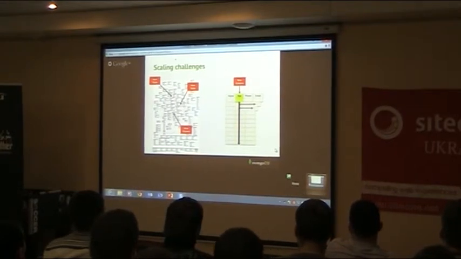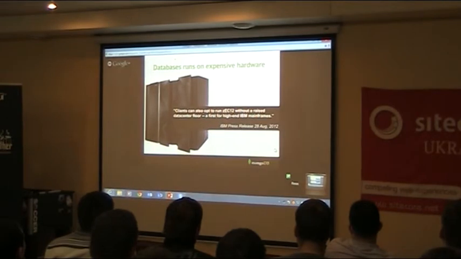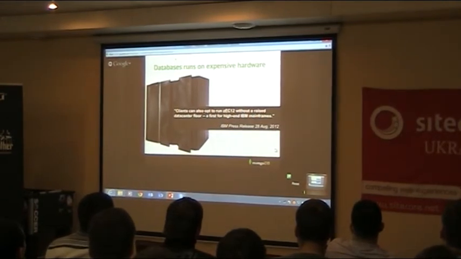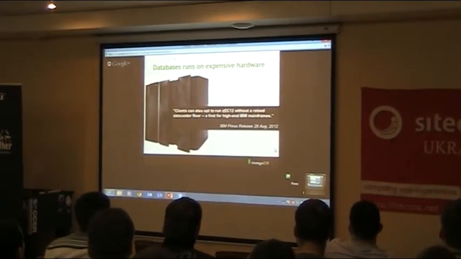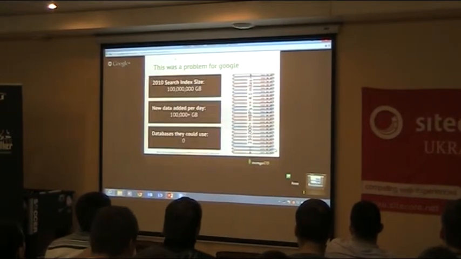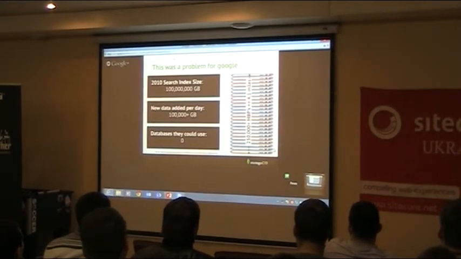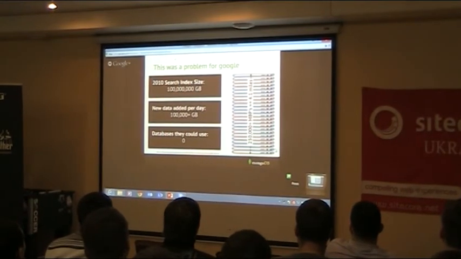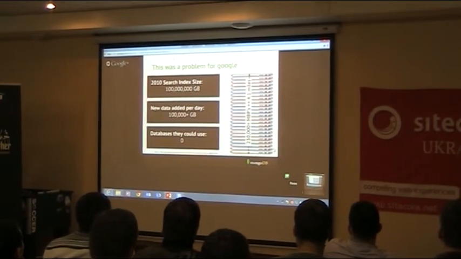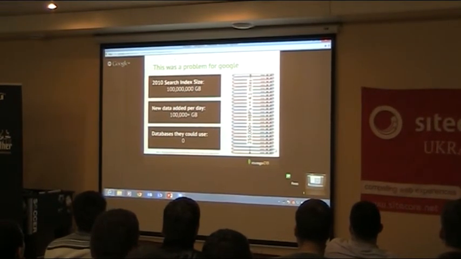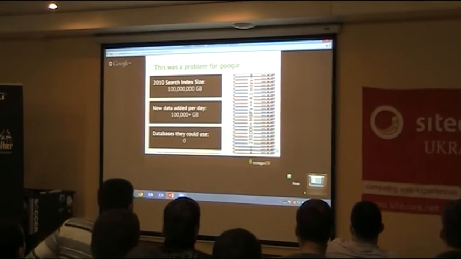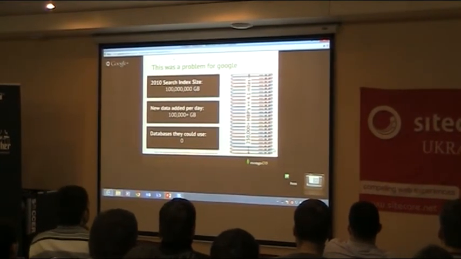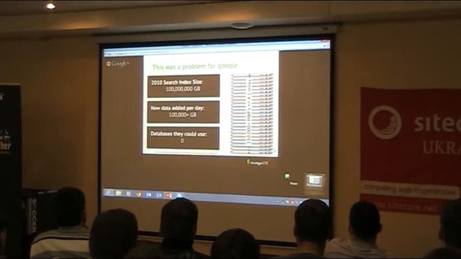We've also changed how we scale as well. It used to be we would just buy a bigger box, but there's only so big a box you can buy. You have to go horizontal. If you have a look at people like Google, and these figures are massively out of date now, but Google in 2010 had 100 million gigabytes of data, and they were adding 100,000 gigs a day, and there were no databases they could use. There was no bigger box they could possibly use. And if you see the figures that they have in their index now, it's multiples of this.